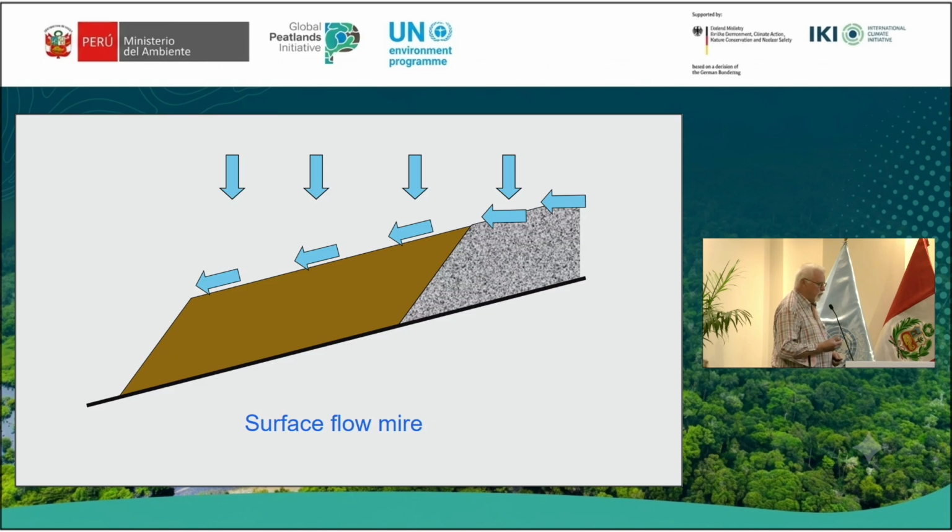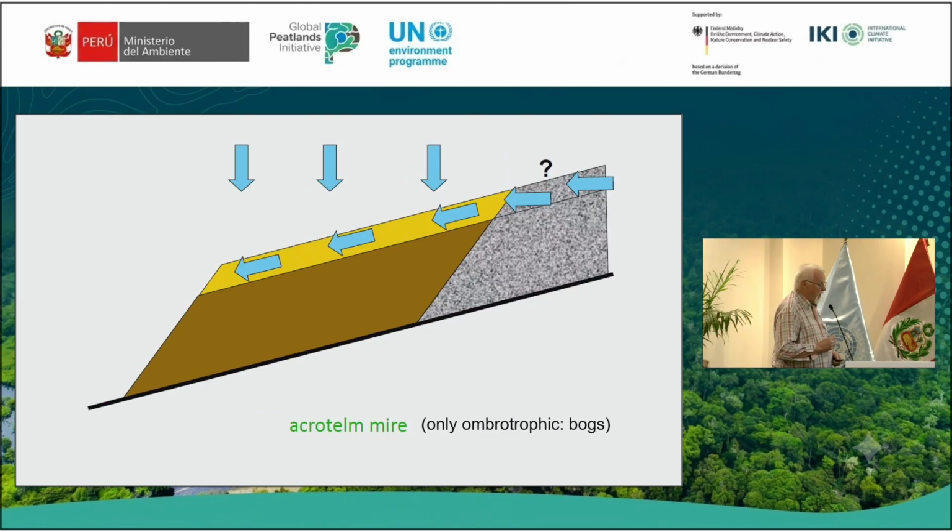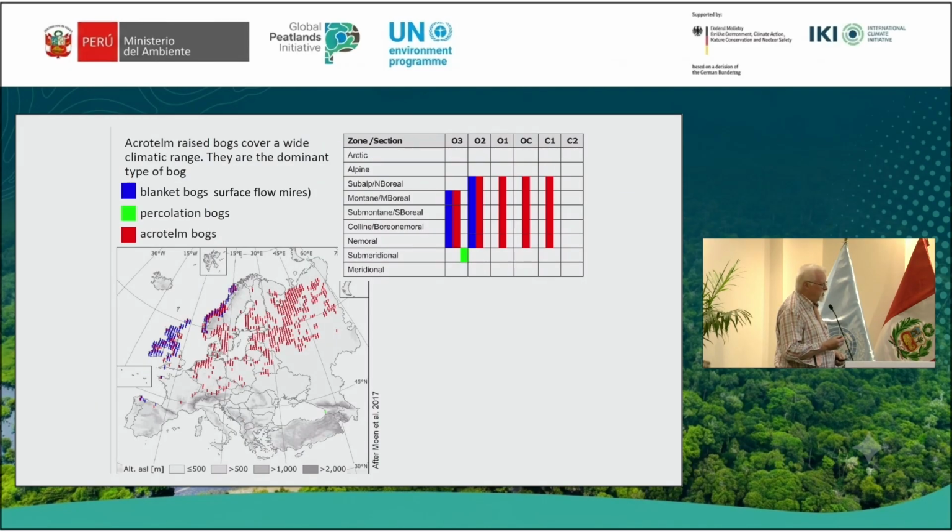We have the surface flow mire, where the water flow is concentrated at the surface, and actually only the vegetation enables regulation of the water flow. And you have the so-called acrotelm mires, where water flow principally takes place in the uppermost peat layer and in the vegetation. We only know acrotelm mires as ombrotrophic mires, rain-fed mires, what we call bogs. And it is these that, because of their self-regulation capacity, are able to grow rather far upwards.